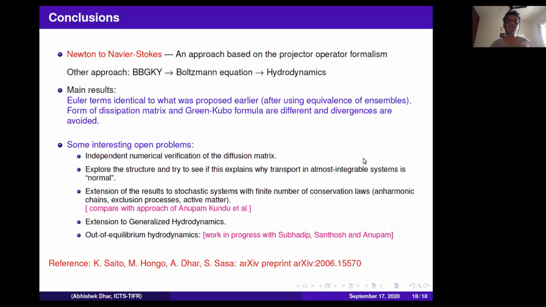Finally, these equations, like I said, are also valid for out-of-equilibrium hydrodynamics. And there, in some recent work at ICTS with Shubhadeep, Santosh, and Anupam, we find some very interesting results where we compare microscopic evolution with macroscopic theory, and there are some interesting disagreements which might become clear once you understand the microscopic derivation better. So, okay, thanks, and this is the reference for this work.